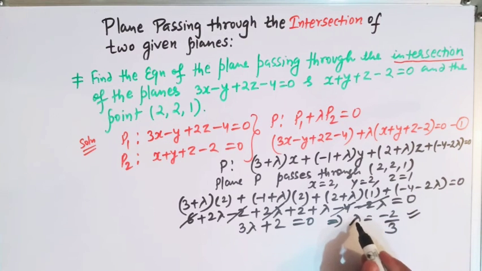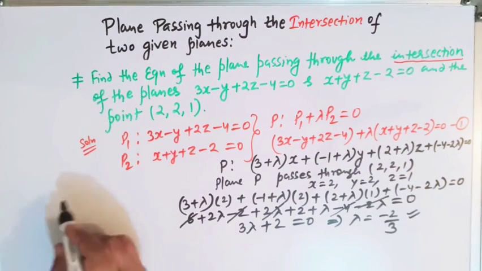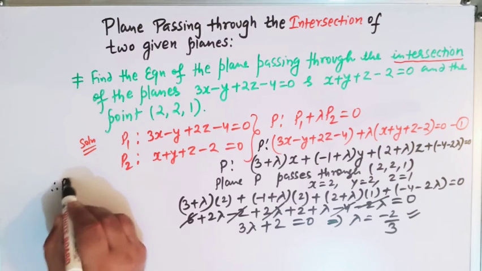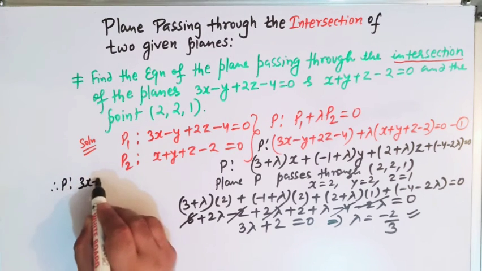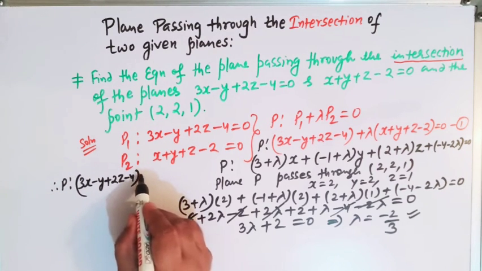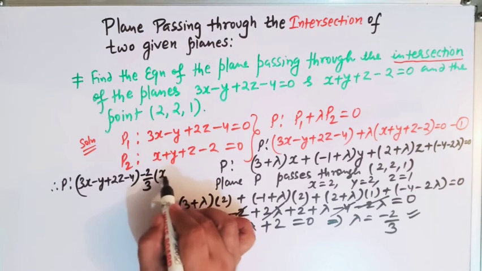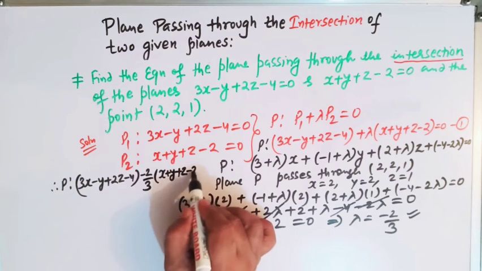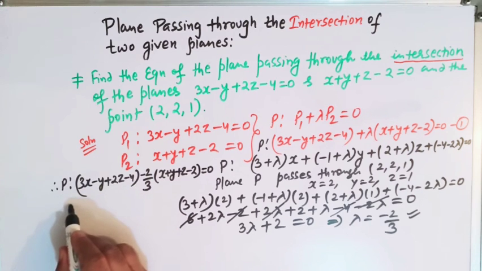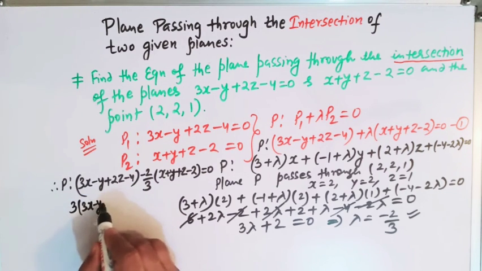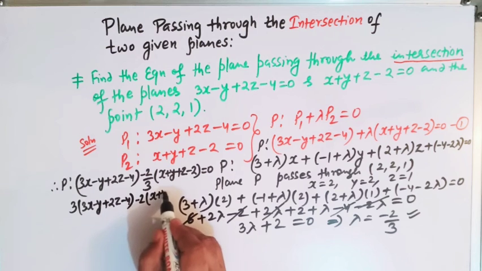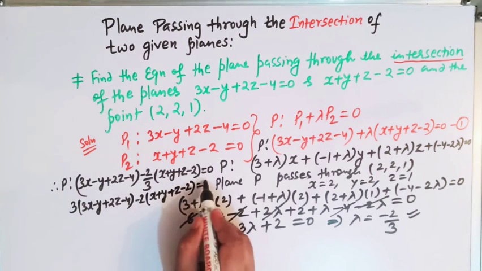Now substituting this value of lambda in this equation, we get the equation of the plane P as 3x minus y plus 2z minus 4, and here we have minus 2 by 3 times (x plus y plus z minus 2) is equal to 0. Now if we take the LCM, we get 3 times (3x minus y plus 2z minus 4), and here we have minus 2 times (x plus y plus z minus 2) is equal to 0.